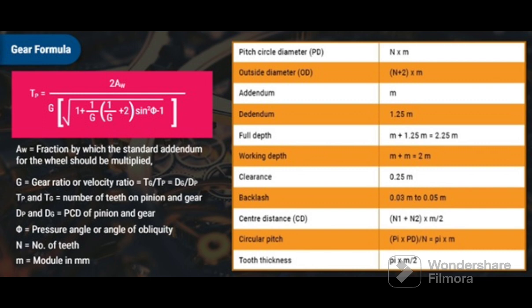TP and TG are the number of teeth on pinion and gear, and DP and DG are the PCD of pinion and gear. Phi is the pressure angle or angle of obliquity. N is the number of teeth and M is the module in millimeter.